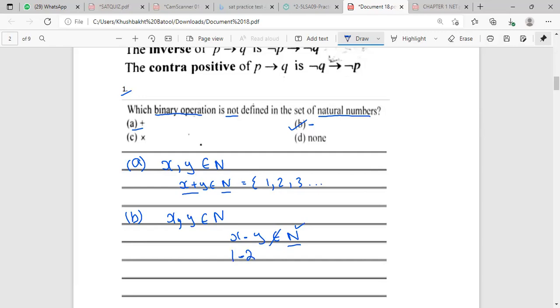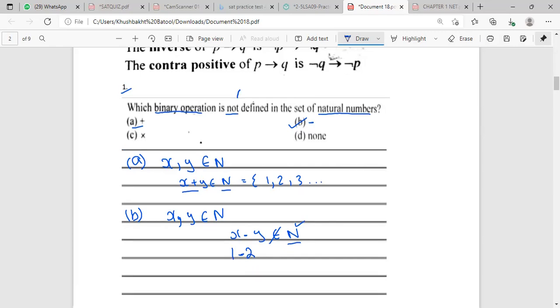Because we were interested in not. Okay, is it okay now?